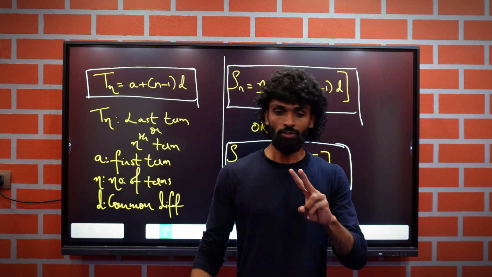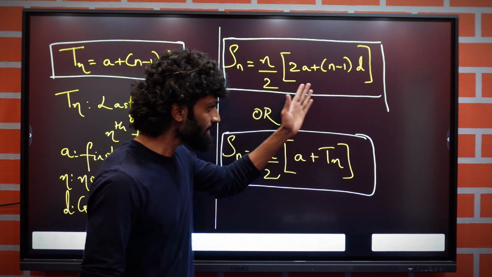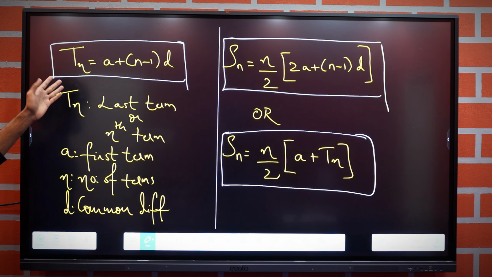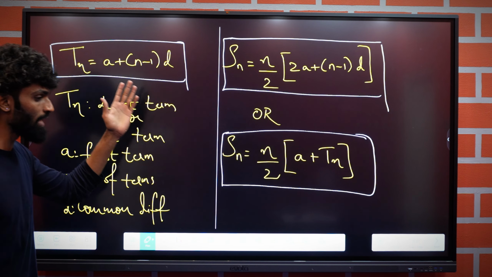Before that, there are two sets of formulas which are really important. The first set is just one, and the second set has two types. The first thing is, as you can see, Tn equals a plus n minus 1 into d.